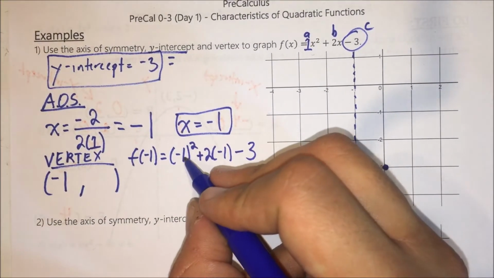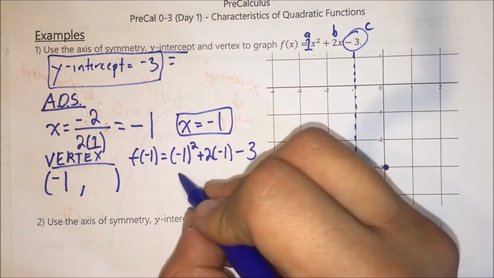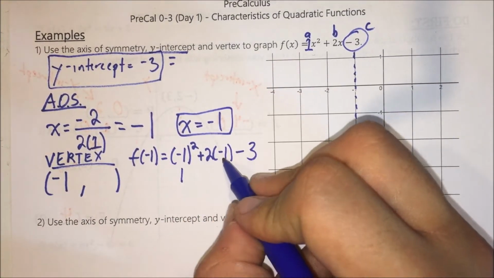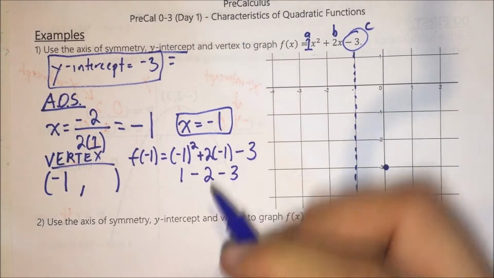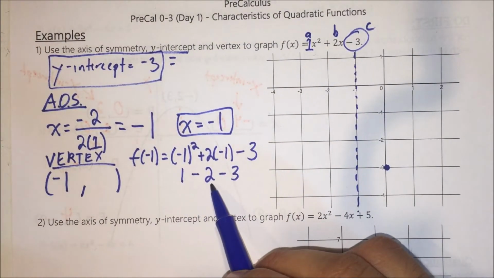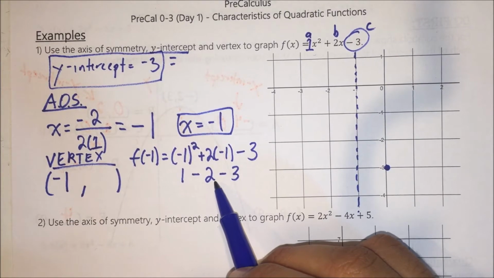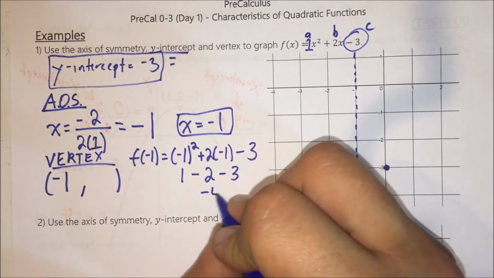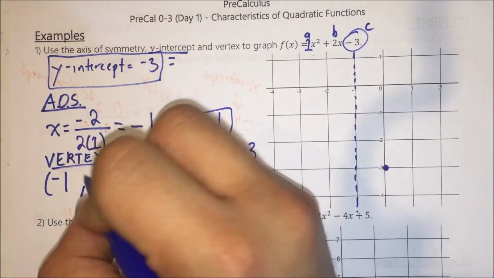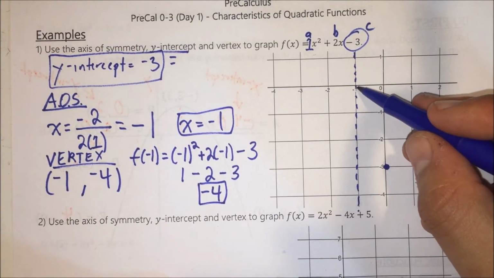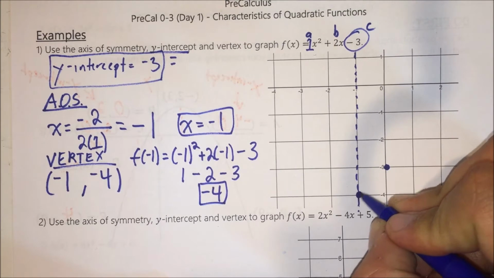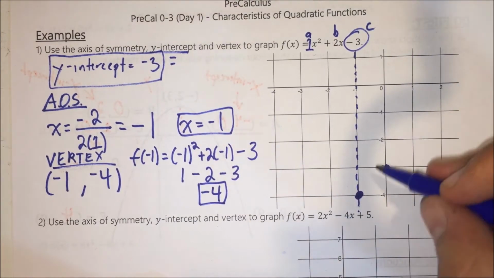Okay, negative 1 squared, well, 1 times negative 1 should give us a positive 1. 2 times negative 1, that's just negative 2. And then minus 3. 1 minus 2 is negative 1. Minus 3 is negative 4. So that means that our vertex is at negative 1, negative 4. So we look at negative 1 on the x and negative 4 on the y, and that point is there.